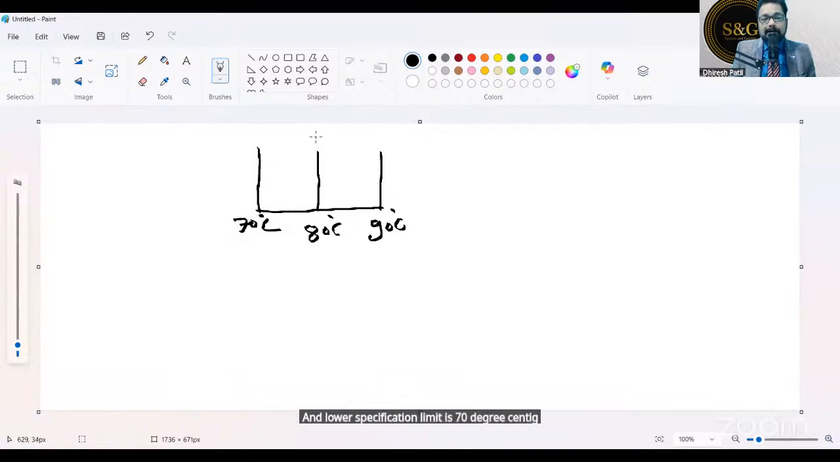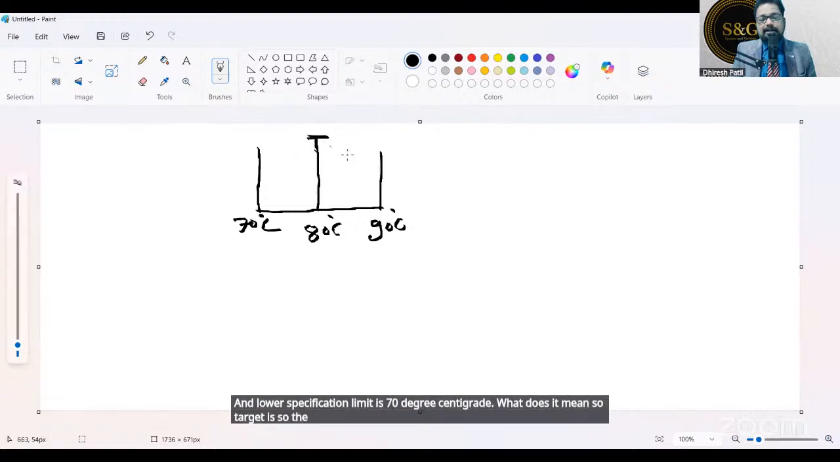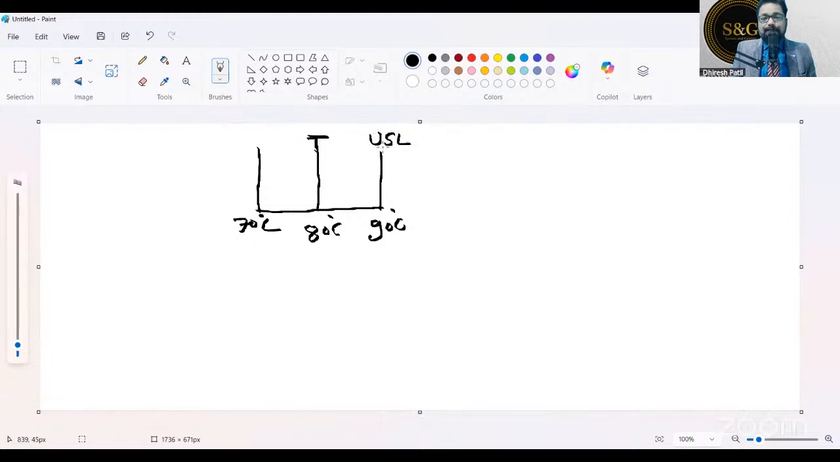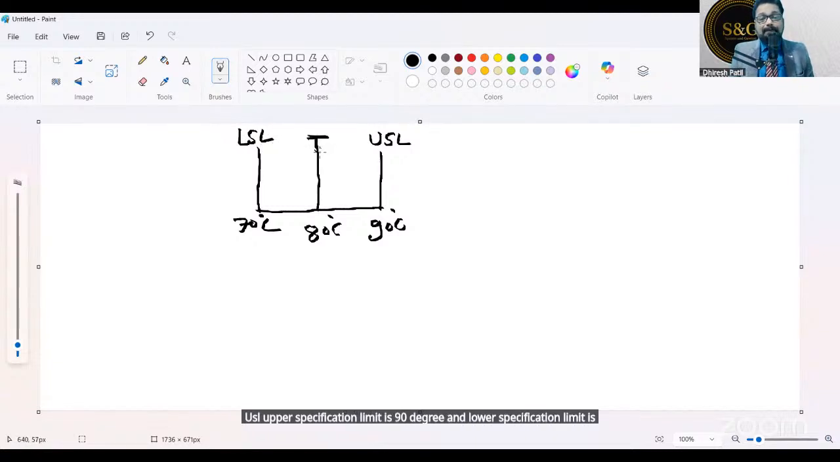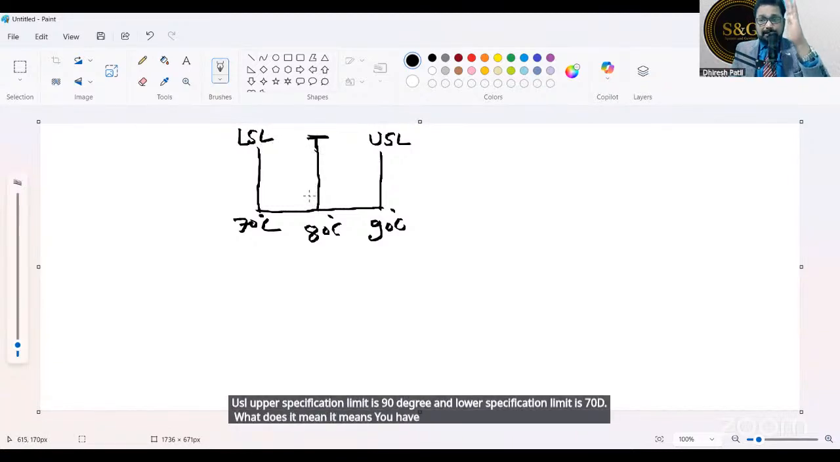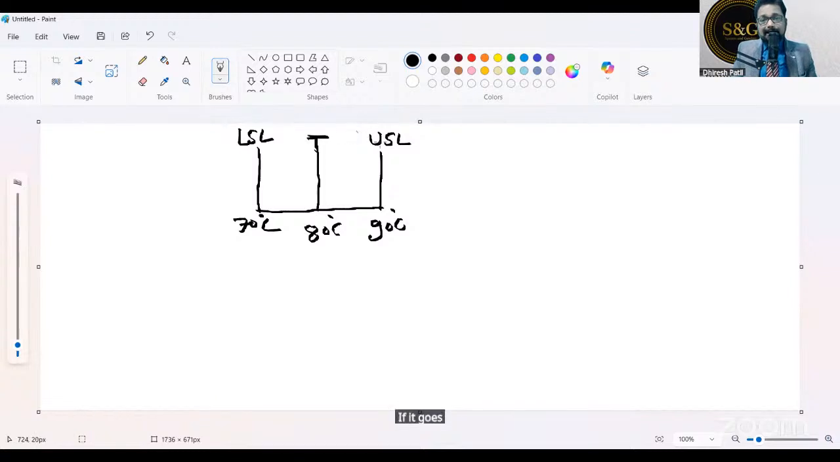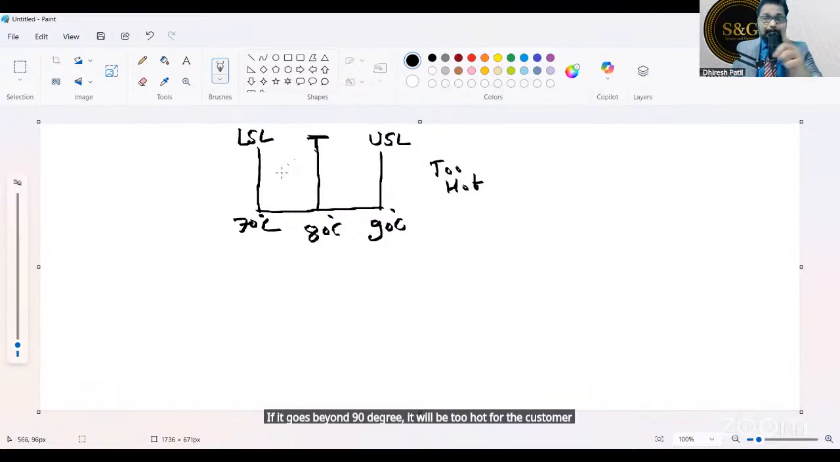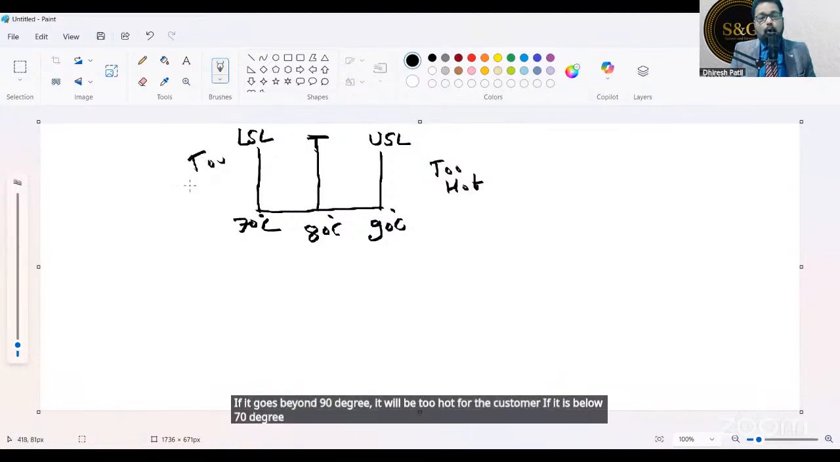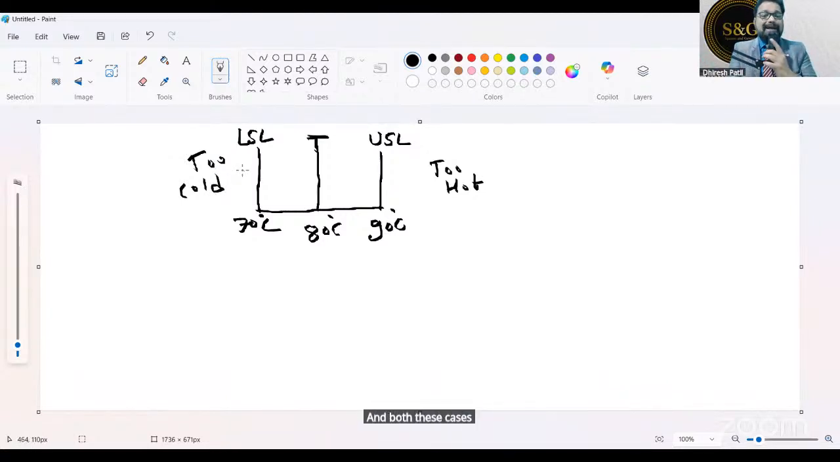What does it mean? So the target is 80 degree. USL, upper specification limit, is 90 degree, and lower specification limit is 70 degree. It means you have to produce that cup of tea at 80 degree only. If it goes beyond 90 degree, it will be too hot for the customer. If it is below 70 degree, it will be too cold for the customer. In both these cases, the customer will reject. The customer will give it back, saying they don't want your tea.